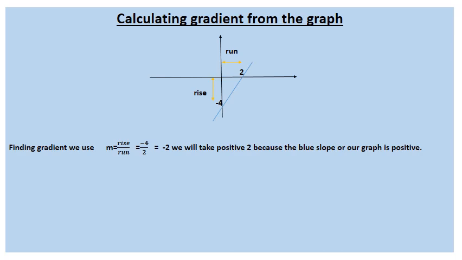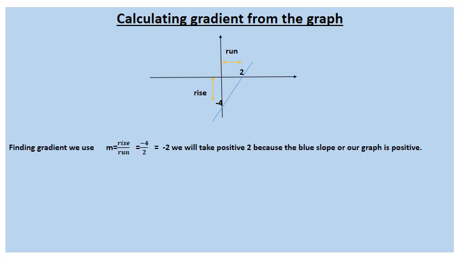Calculating gradient from the graph. Finding gradients, we use gradient equals rise over run. Rise means, on the graph, to go up or go down. Run means to go left or go right.